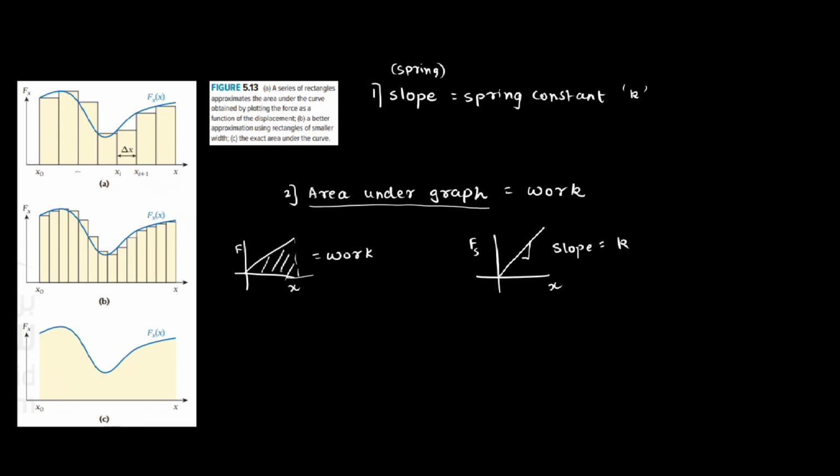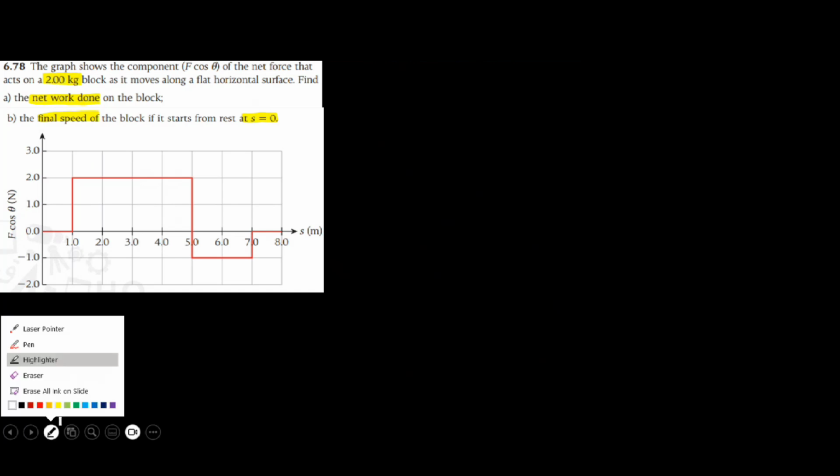So let's take an example. Question 6.78 is asking you that they have a graph that shows the component F cosine theta of the net force that acts on a 2 kilogram block as it moves along a flat horizontal surface. Find the net work done on the block and the final speed of the block when it starts from rest at s equals 0. Now let's start with part A. In part A, they want me to find the net work done on the block.